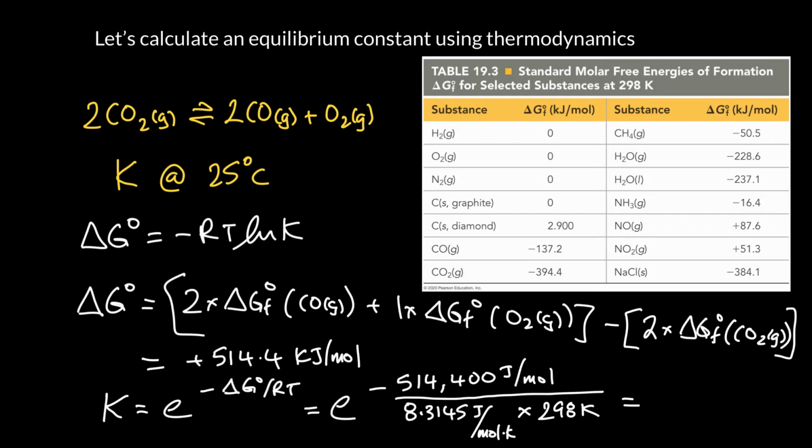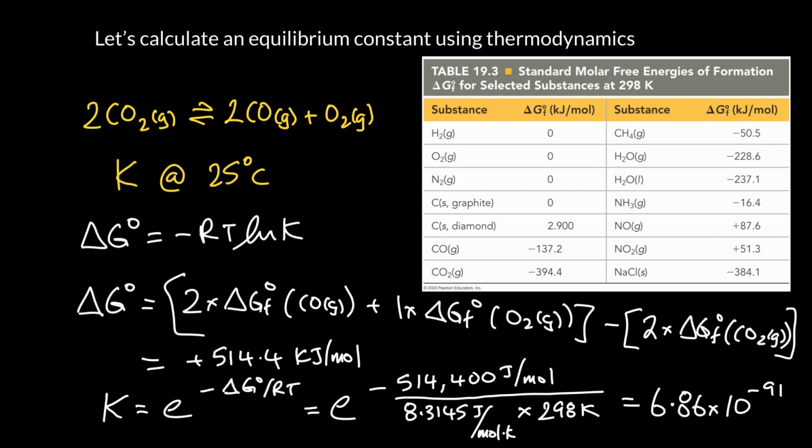If we do that, we can see we've got e to a very negative number. So it's going to be a very small equilibrium constant, as we would expect: 6.86 times 10 to the minus 91. That is insanely small. In fact, if we did an experiment in the lab and tried to detect these products, we would probably find there'd be no way to detect them at all.